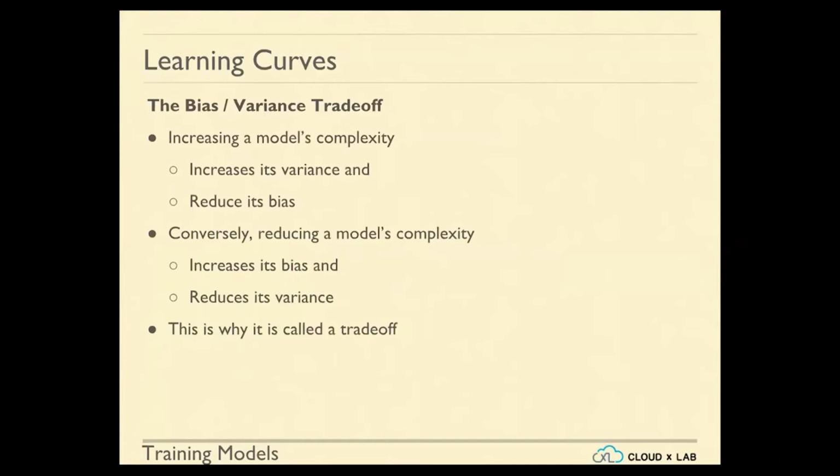Increasing a model's complexity increases the overfitting or variance. Variance and overfitting are used interchangeably, so get familiar with these keywords. It reduces the bias in the sense that it is a little more intelligent than the one that has high bias. Conversely, reducing a model's complexity increases the bias and reduces the variance or overfitting. This is why it's called a trade-off. This bias-variance trade-off is going to be there in the entire process.